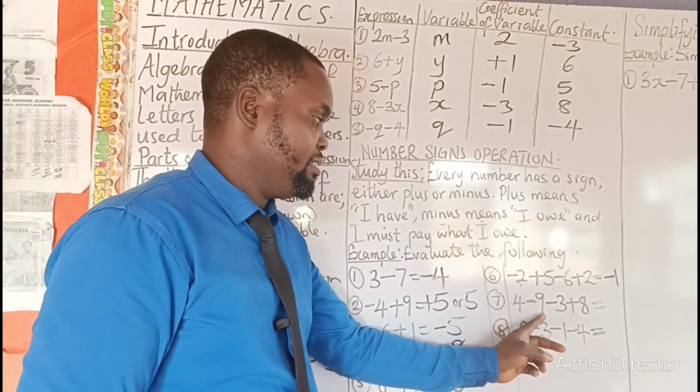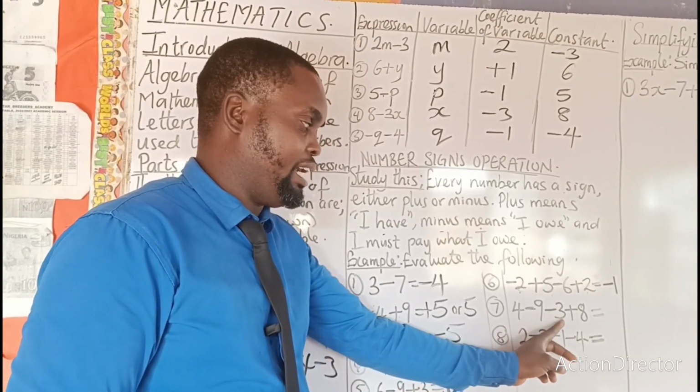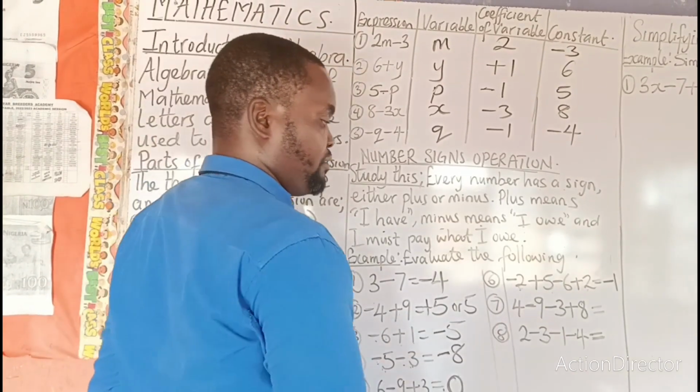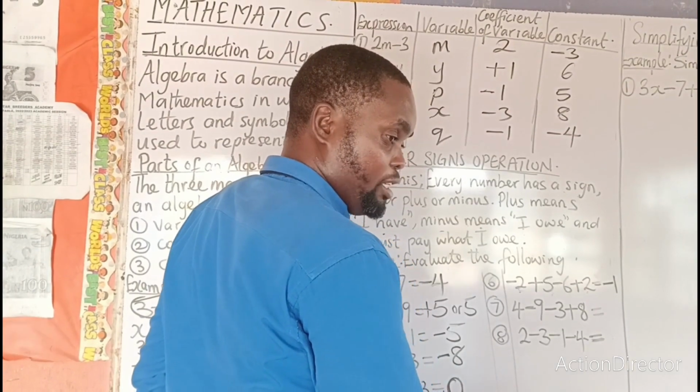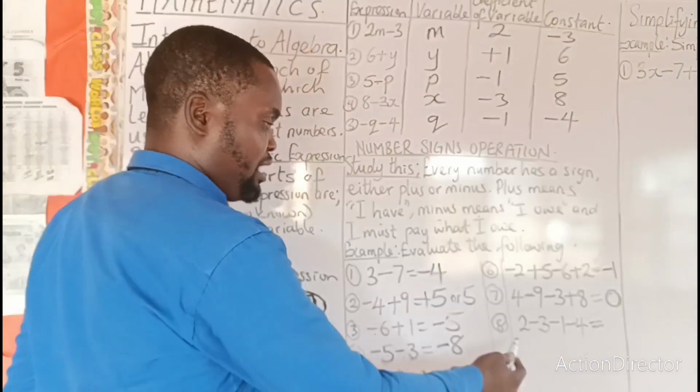What about here? I owe 9 naira, and I owe 9 and I owe 3. That means I'm owing what? 12. I have 12 naira. I owe 12 naira. What would that give us? 0. I'll pay what? I'll pay the 12 naira. Meaning what? Nothing. That's what? 0.